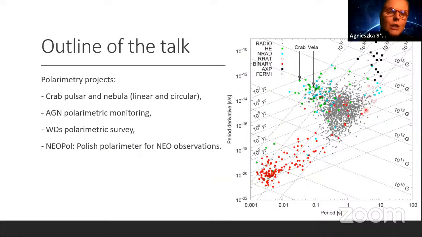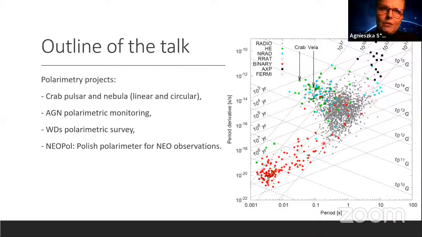Just a short outline of my talk. I will shortly show you the new results of the Crab pulsar and its nebula in linear and circular polarization. Very shortly, I'll mention some AGN photometric monitoring and the results of the white dwarf polarimetric survey. And then at the end, I'm going to present you NEOPOL, which is the Polish polarimeter for near-Earth objects observations, and a few words about the other polarimeters that we either have or will have in the future in Piwnice.